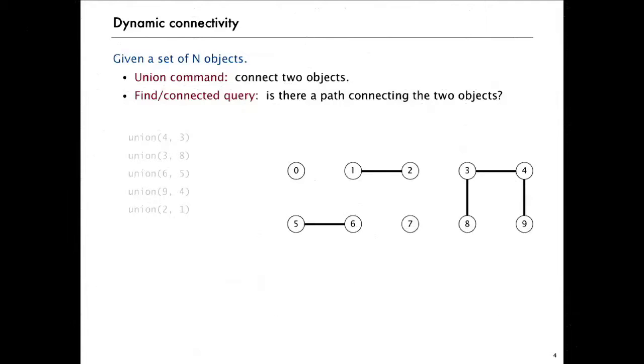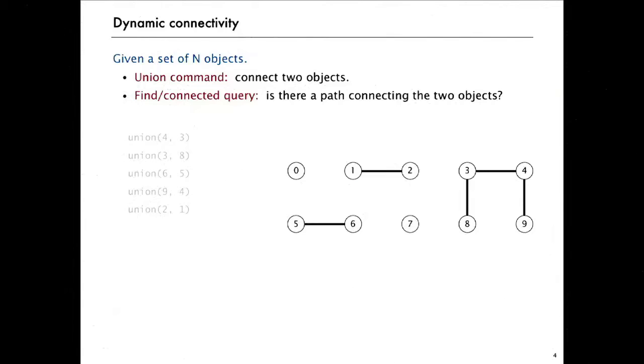So here's the idea. We're going to have a set of n objects. It doesn't really matter what they are. We're going to use the numbers 0 through n to model our objects. And then we have the idea of a connection between two objects. And we'll postulate that there's going to be a command that says connect two objects. Given two objects, provide a connection between them. And then the key part of the problem is the find query, or the connected query, which just asks, is there a path connecting the two objects?